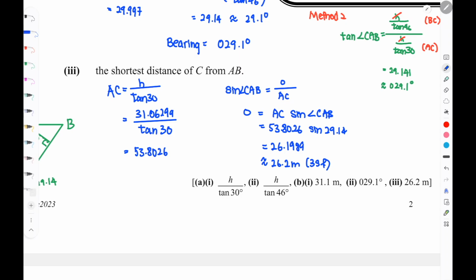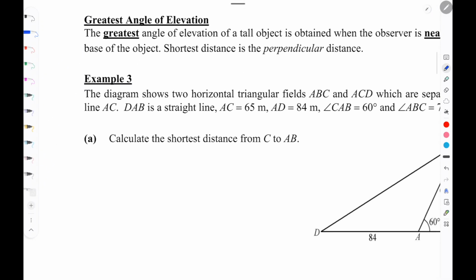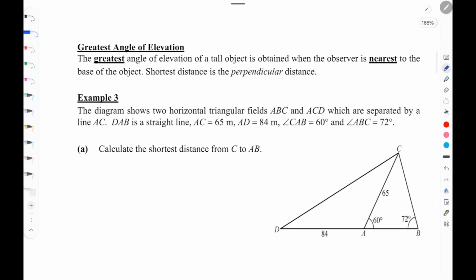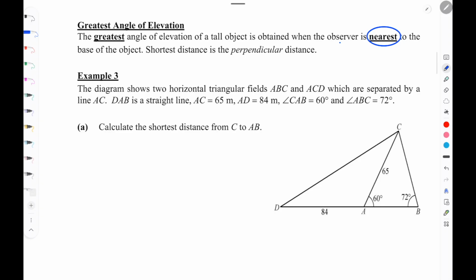Okay, moving on. I will go to example 3. Okay, so before I go to example 3, the greatest angle of elevation of a top object is when the observer is nearest. So it's as close to the object as possible. Okay. And then the shortest distance is the perpendicular distance. This is what we have done in the previous question.